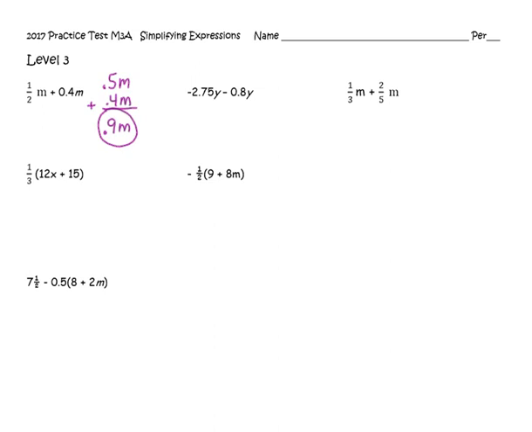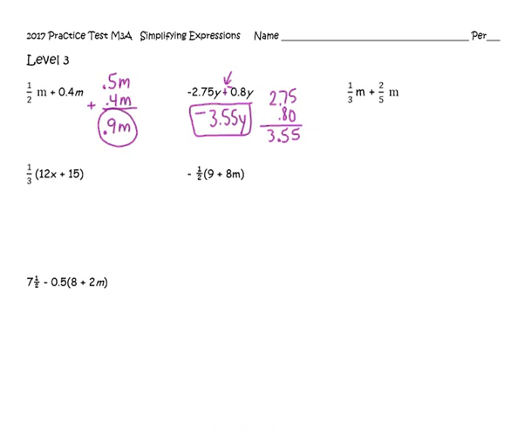Next, change subtraction to adding the opposite. A negative plus a negative, they get added together. So we have 2.75 plus 0.8. You want to make sure that you line up your decimals. 5, 5, 3. A negative plus a negative is another negative. So we have negative 3.55y.